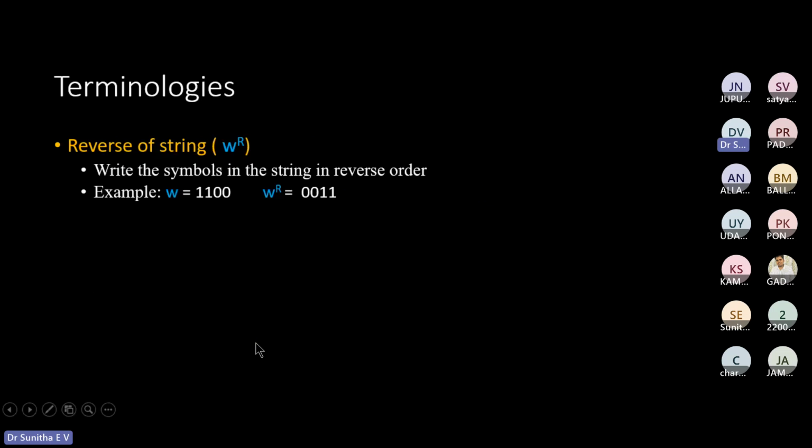Then reverse of a string. It is represented with W to the power R. That means writing the symbols in the string in the reverse order. Suppose the string is 1100, then the reverse is 0011, just reversing the order of the symbols.